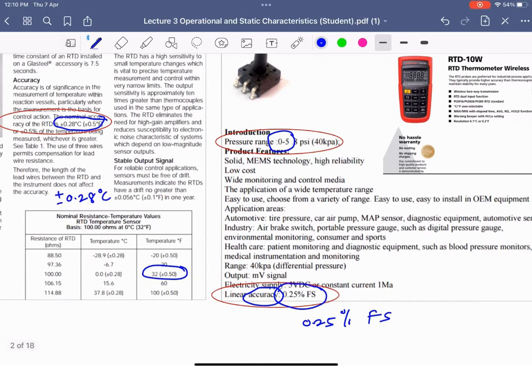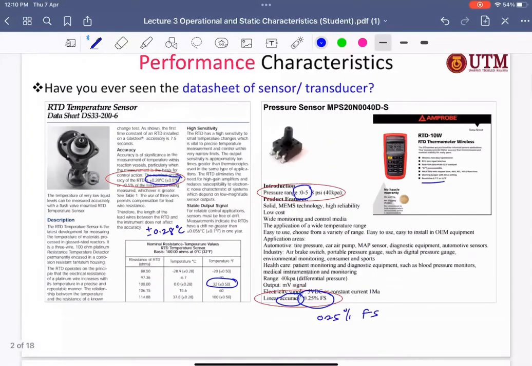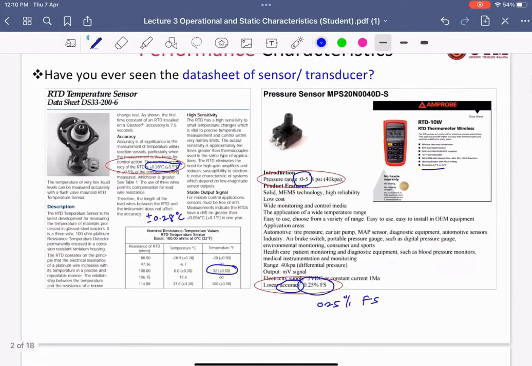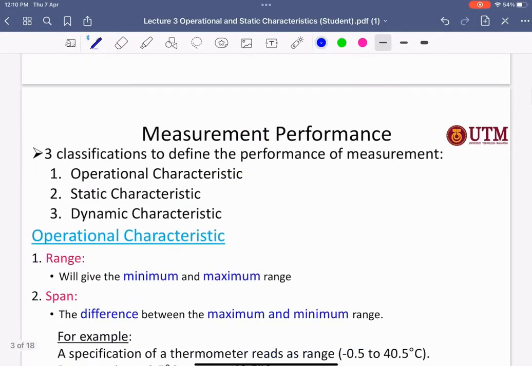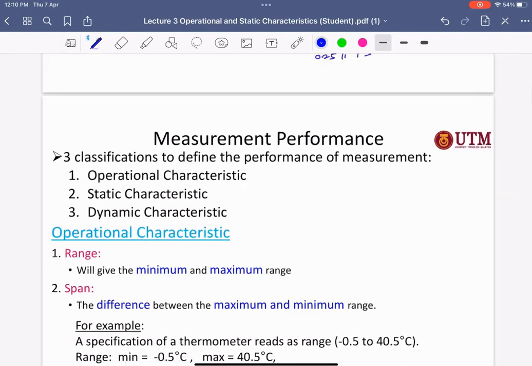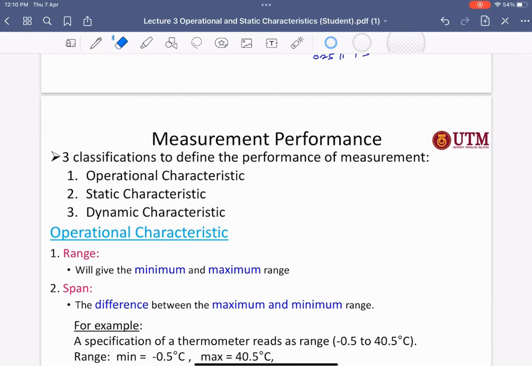Okay, the span, the solution, and so on. This is what the data sheet is about. So we can divide the performance into three categories: the operational characteristic, static characteristic, and also dynamic characteristic.